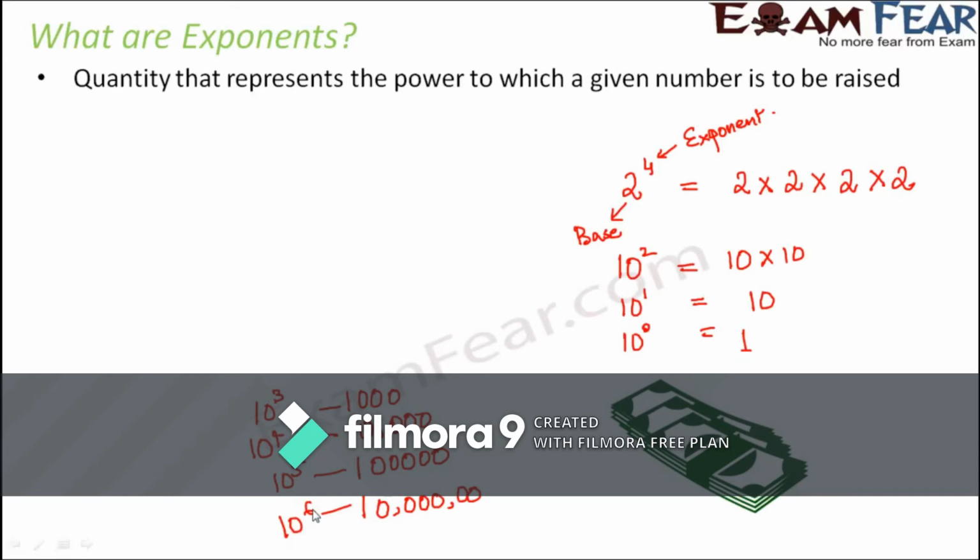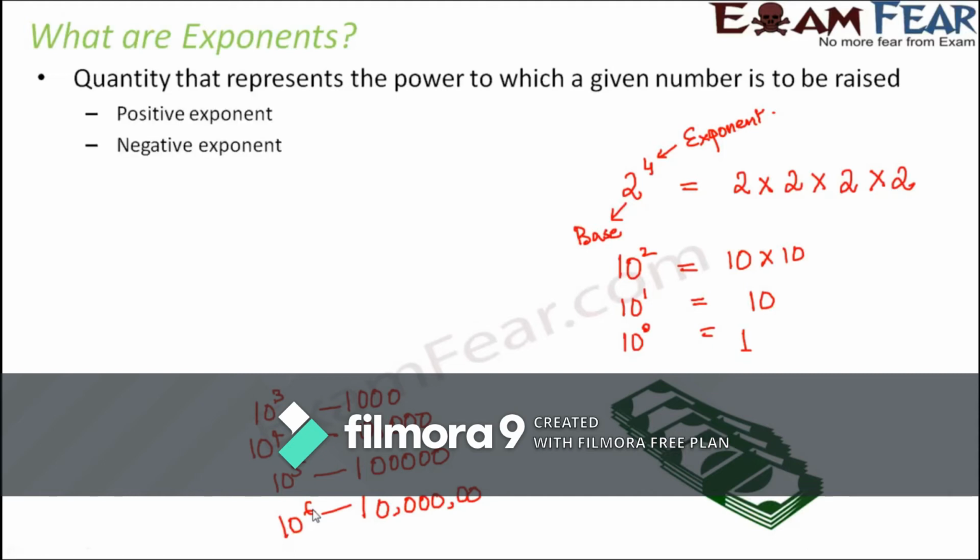Now you might be thinking that so far, whatever examples I have considered, I have only been considering very big numbers. So how do we represent the smaller numbers? When we talk about exponents, we can have two categories of exponents, positive exponent and negative exponent. Positive exponents are those where the power is a positive number, like 2 to the power 4, 10 to the power 2, 10 to the power 1, 10 to the power 0. These are all positive exponents. Positive exponents help us represent larger numbers. But when it comes to smaller numbers, we deal with negative exponents.